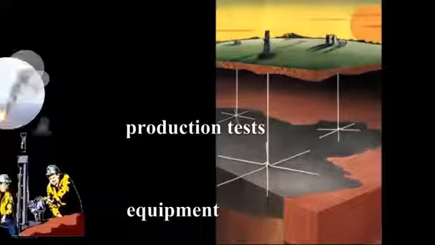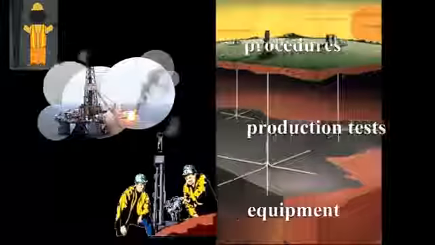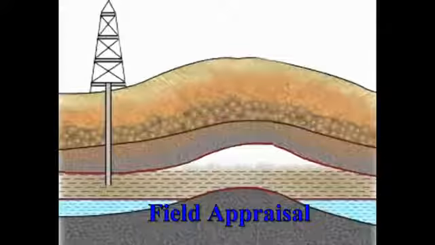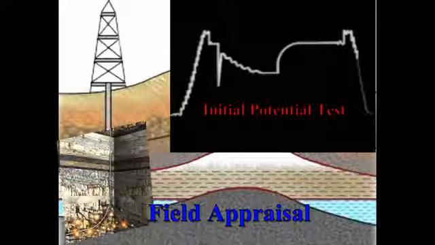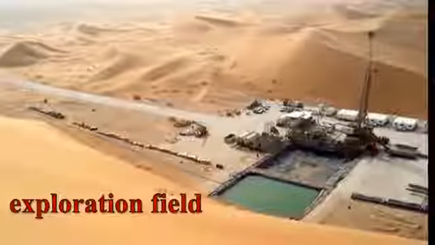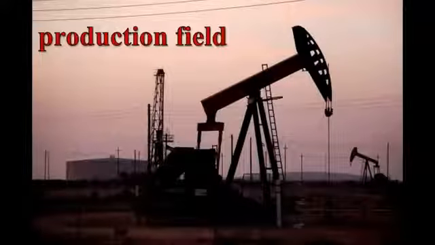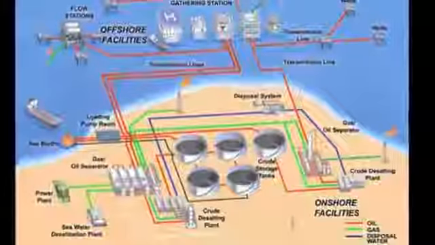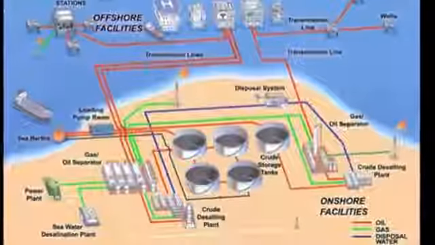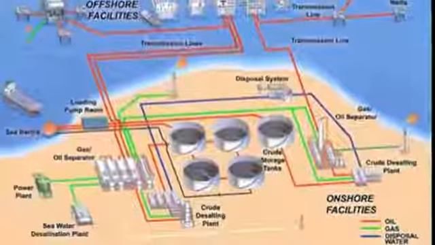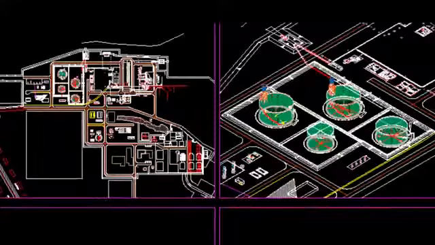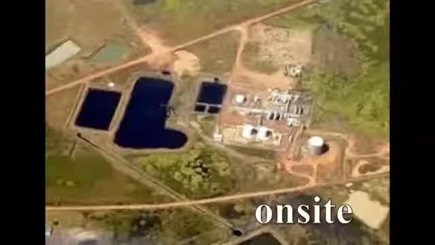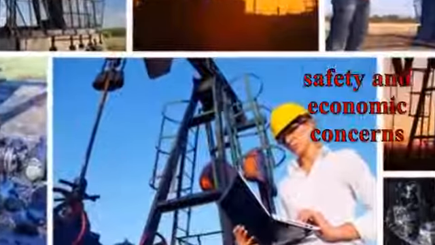Starting with onshore, we'll describe the equipment, the production tests, and procedures used for a field appraisal and emphasize some factors that must be present if the exploration field is to become a production field. Next, we'll describe the equipment and procedures needed for site development of service facilities that need to be in place as the field is brought into production. We'll discuss those facilities that need to be on-site and some safety and economic concerns that might affect the placement of these facilities.